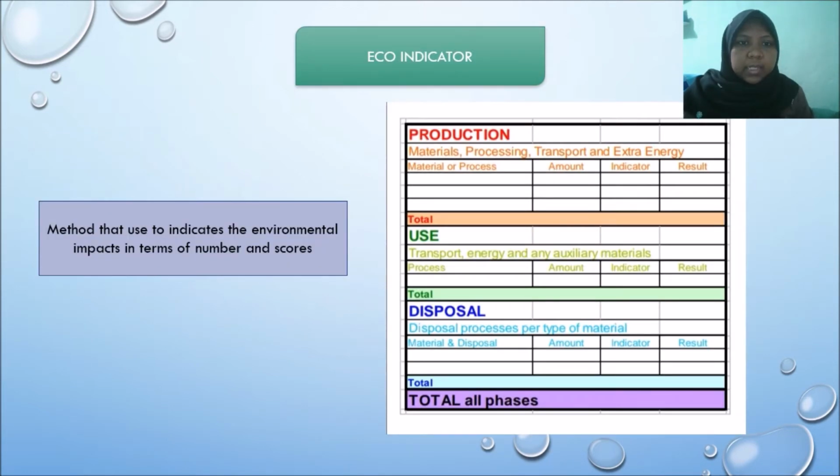Eco indicator is a method used to indicate the environmental impact in terms of number and also score. This is the example of the table we use to calculate the eco indicator, which is divided into 3: production, use, and also disposal. Inside this, it contains amount, indicator, result, and also the total of all phases to ensure whether we need to redesign or not.